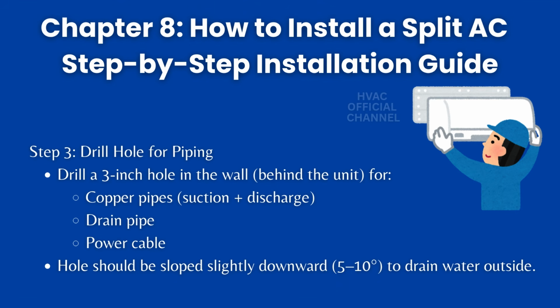Step 3. Drill hole for piping. Drill a 3-inch hole in the wall behind the unit for copper pipes, suction plus discharge, drain pipe, power cable. Hole should be sloped slightly downward 5 to 10 degrees to drain water outside.